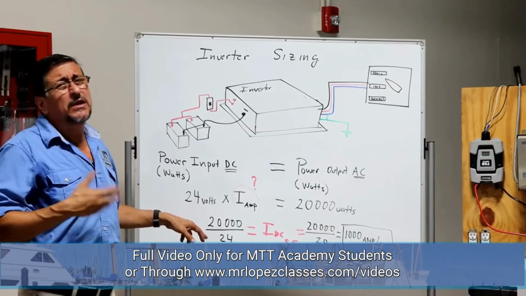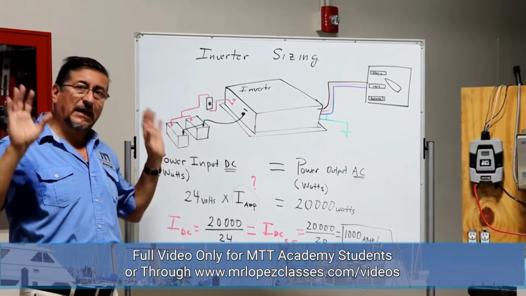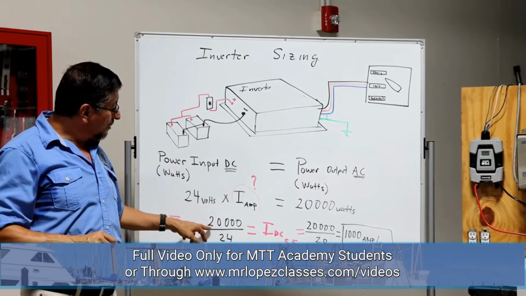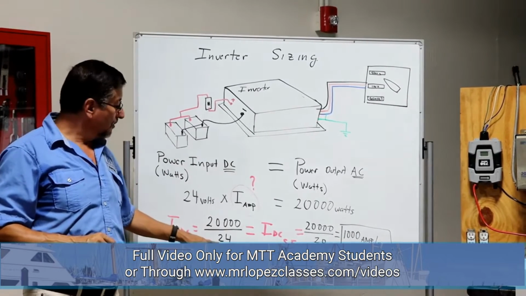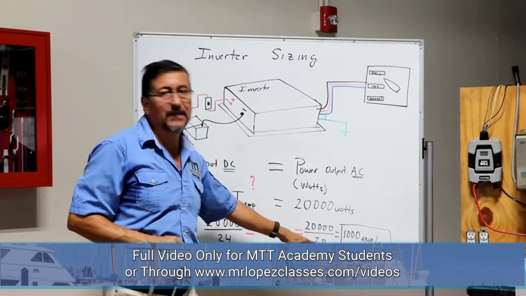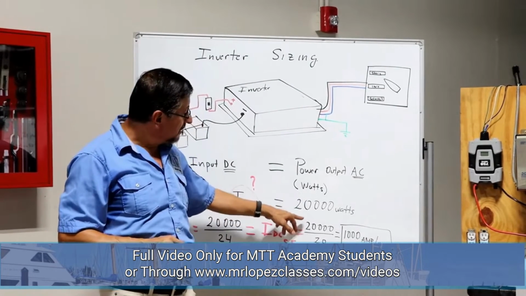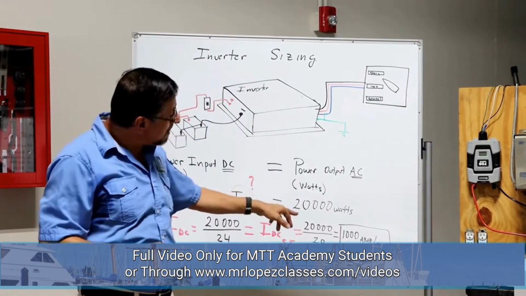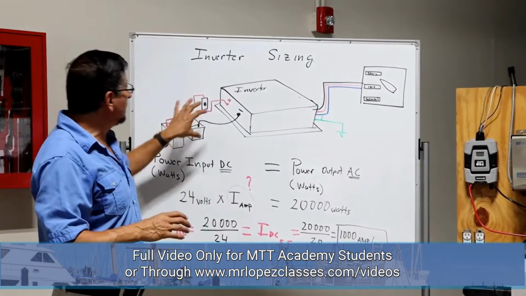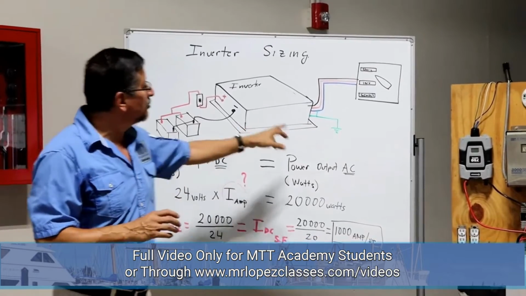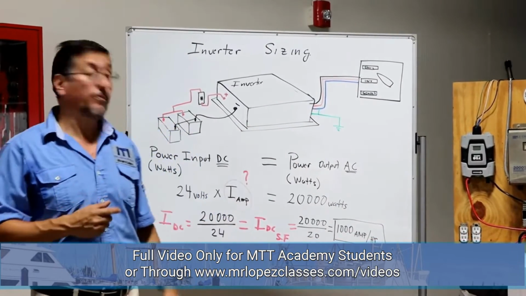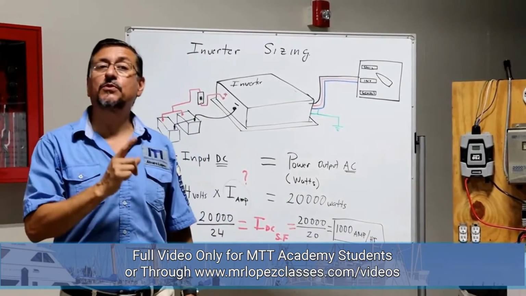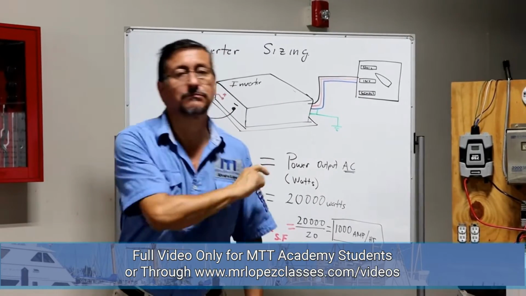How can I add 20% easily? The recommendation is, we are going to divide it, no, for 24, we are going to divide it by 20, and this is the safety factor. It's 20,000 divided by 20, 1,000 amps. This is the amount of amps that I need at the input of the inverter in order to produce 20 kilowatts in the output. 1,000 amps in order to produce power for 1 hour.